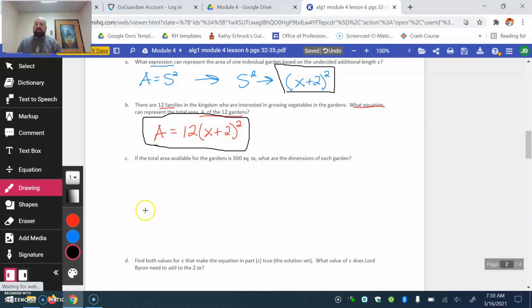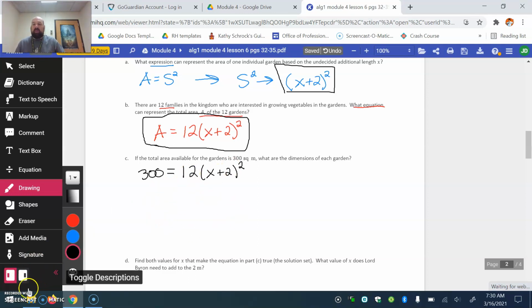So I'm going to set this up and then pause the recording. So I'm going to replace A with 300 and put that equal to the rest of my equation. So try solving this on your own. I'm going to pause the recording. You pause the video. And in a moment, when we come back, we'll see some of the work to solve it.